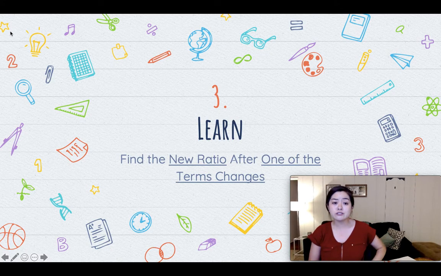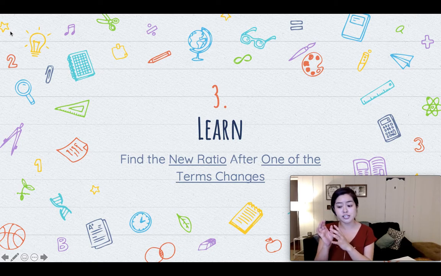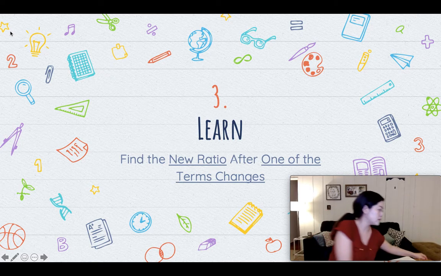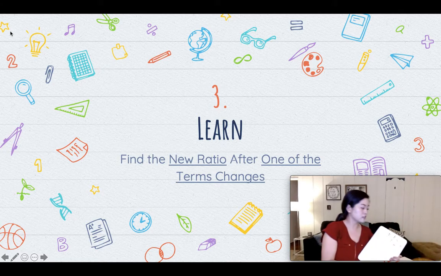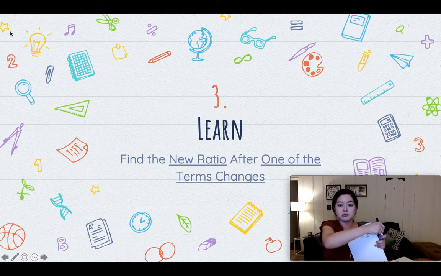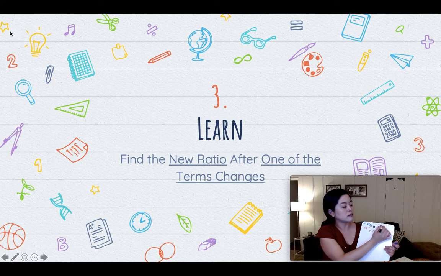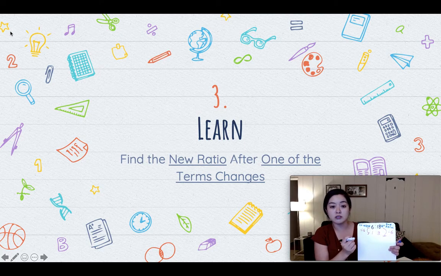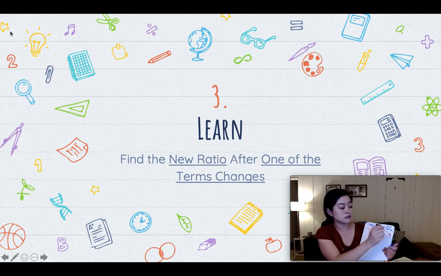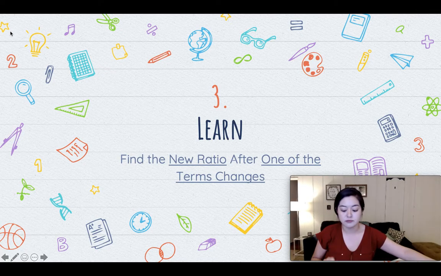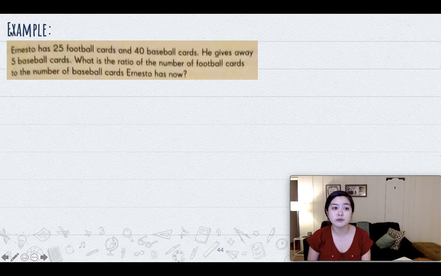So now we're going to find a new ratio after one of the terms changes. Remember, in a ratio, we have a first term and a second term. Okay. So, for example, with this problem here, this is called the first term, and here that's called the second term. Okay. And so we're going to find a new ratio when one of these terms changes. And let's look at this example.